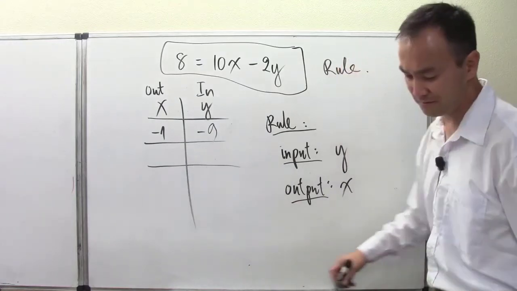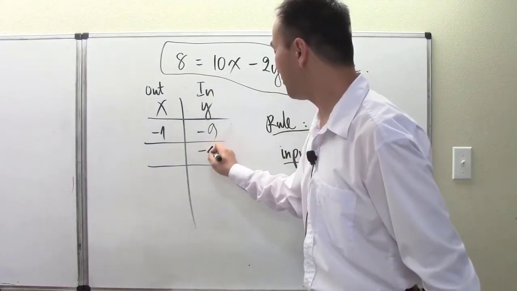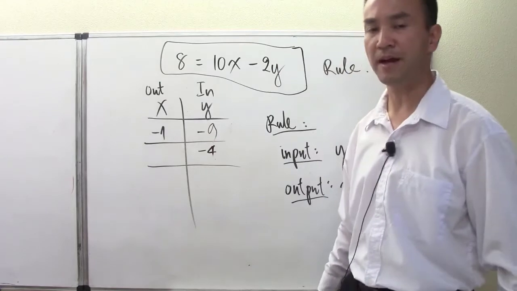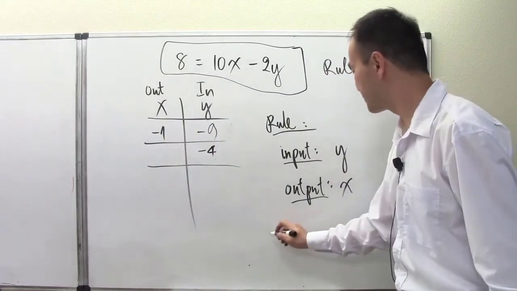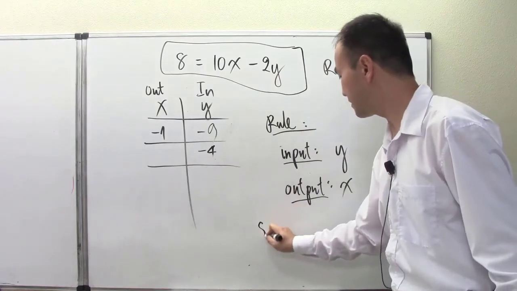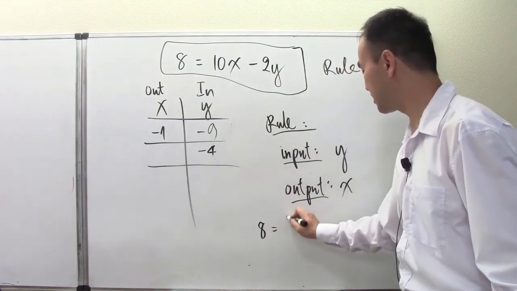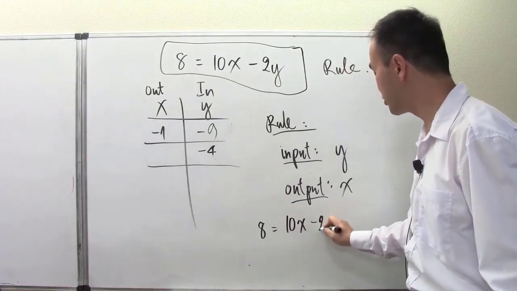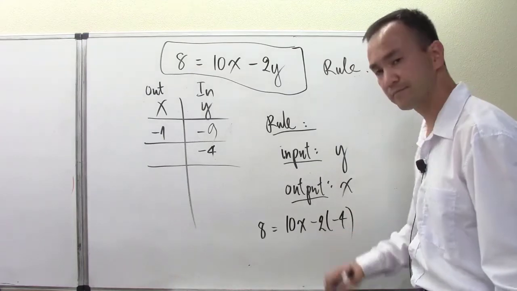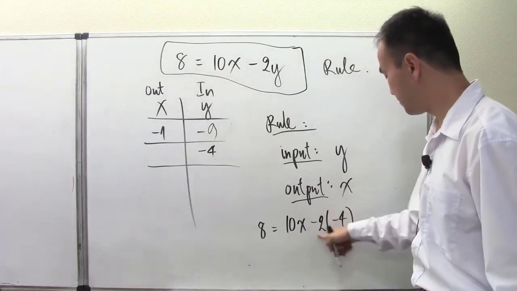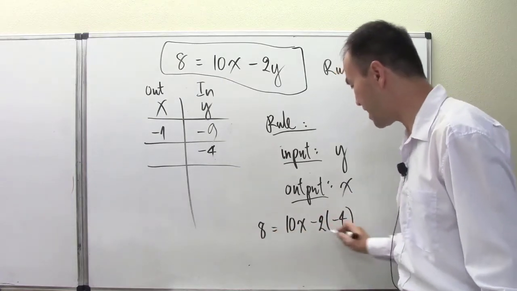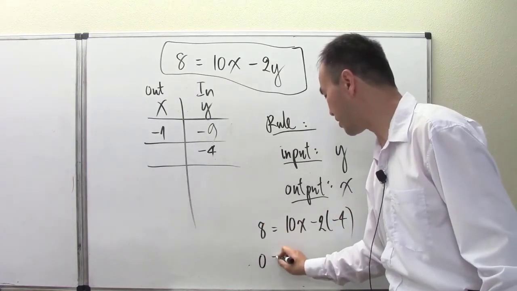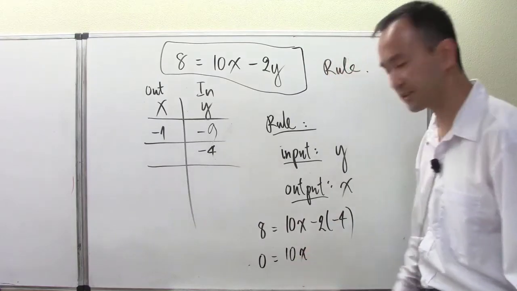I can pick y equals -4. It's just another independent selection of mine right there. Okay? And so the rule is here: 8 equals 10 times x minus 2 times -4. Let's make it 10x plus 8. And I'm subtracting 8 from both sides, so I'm ending up with 0 equals 10x.